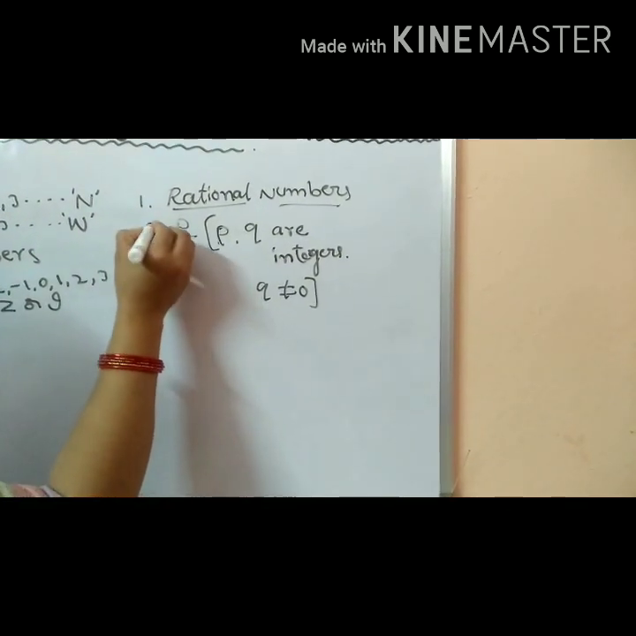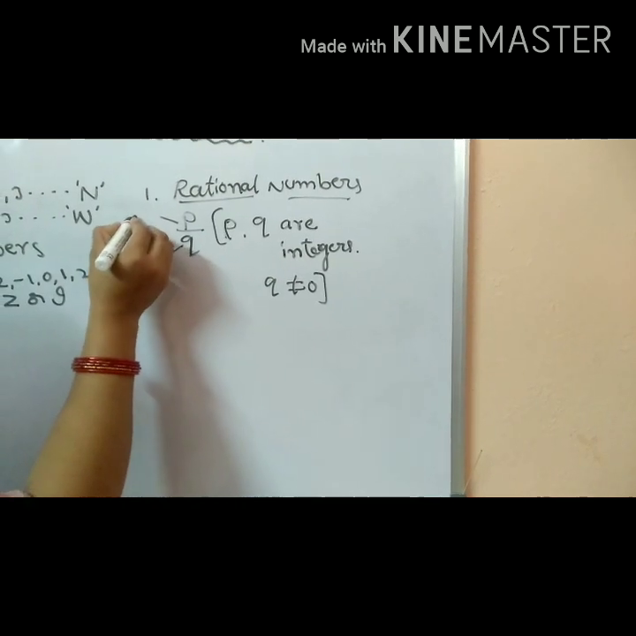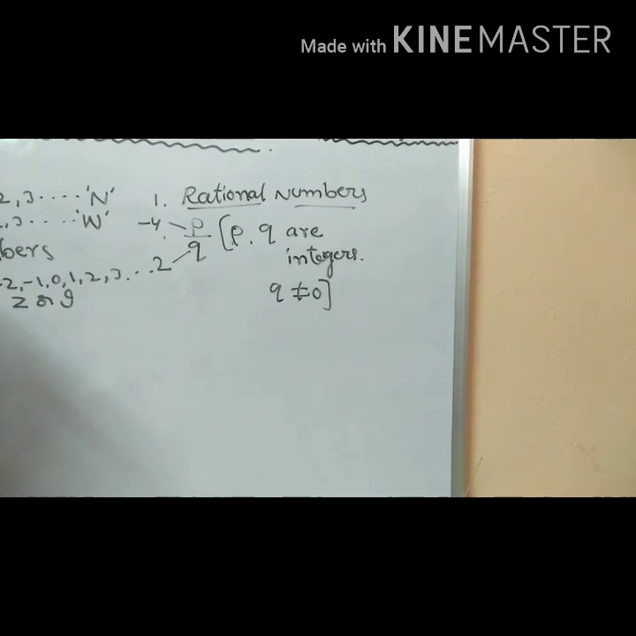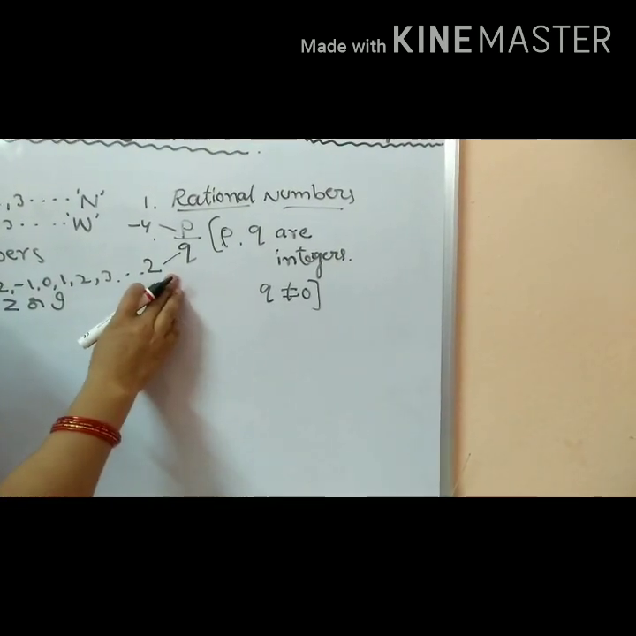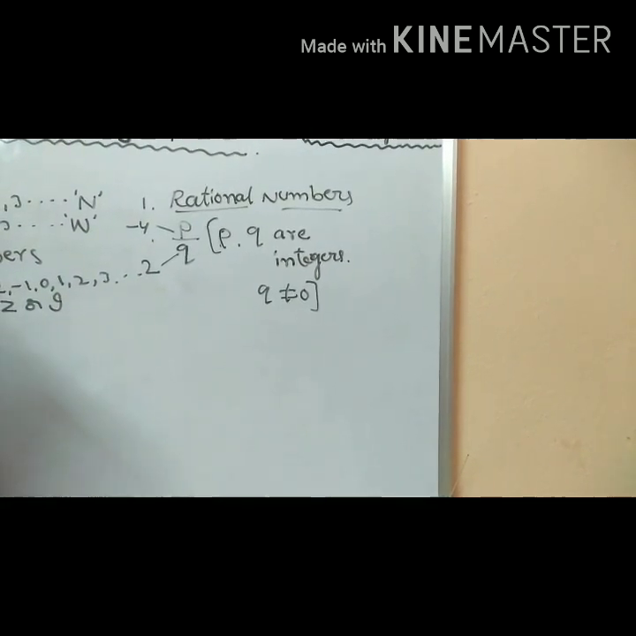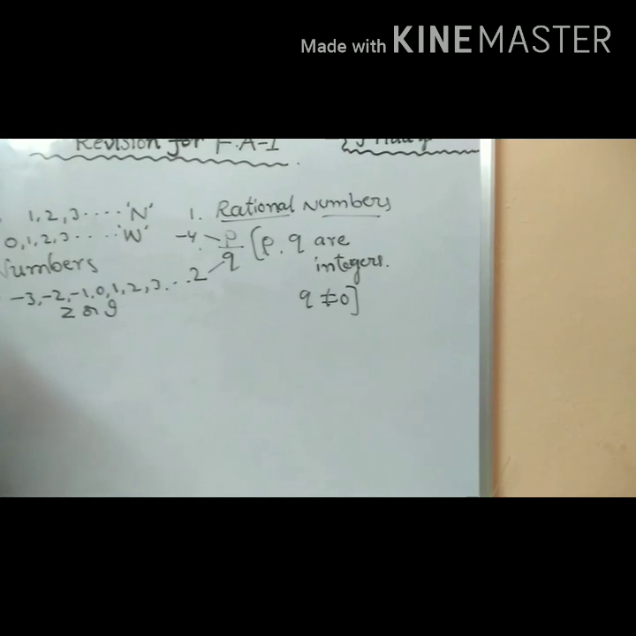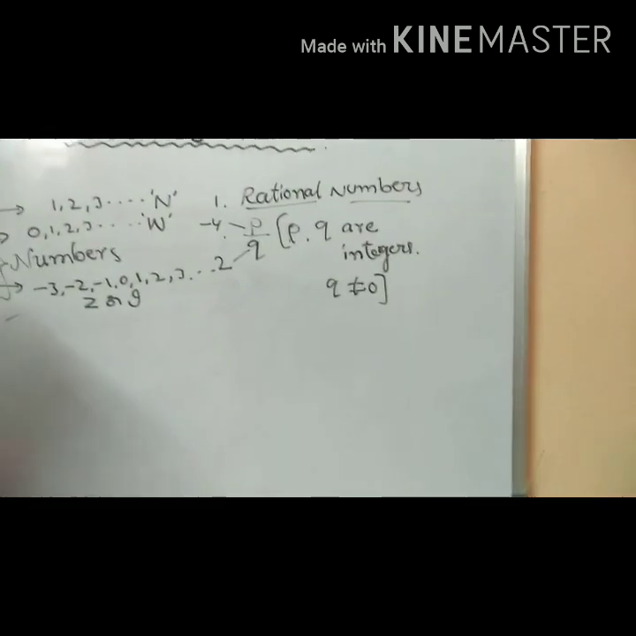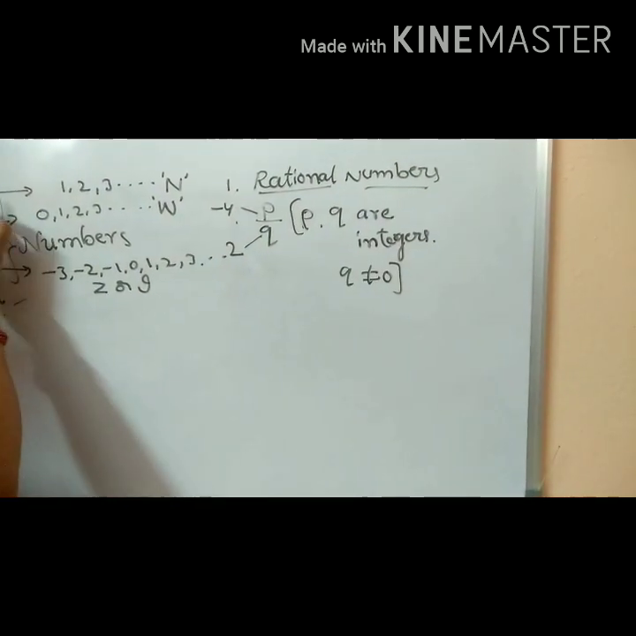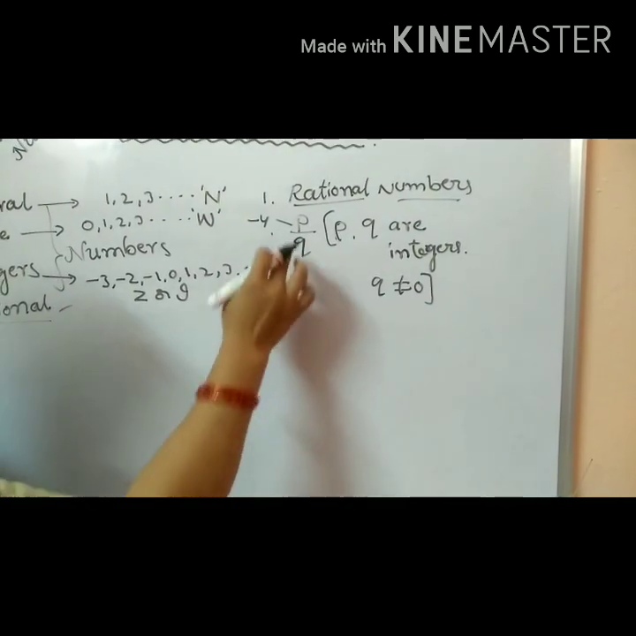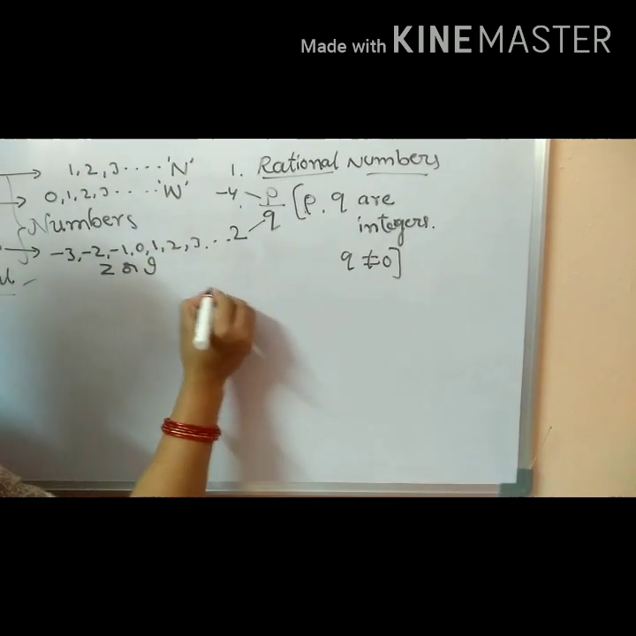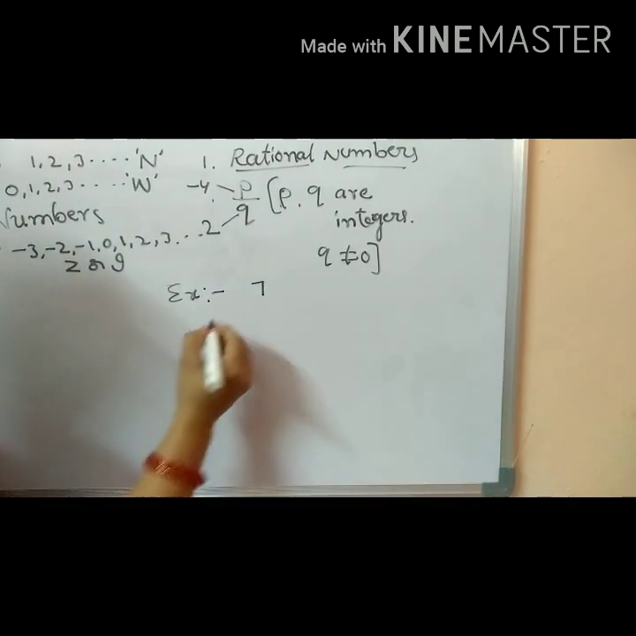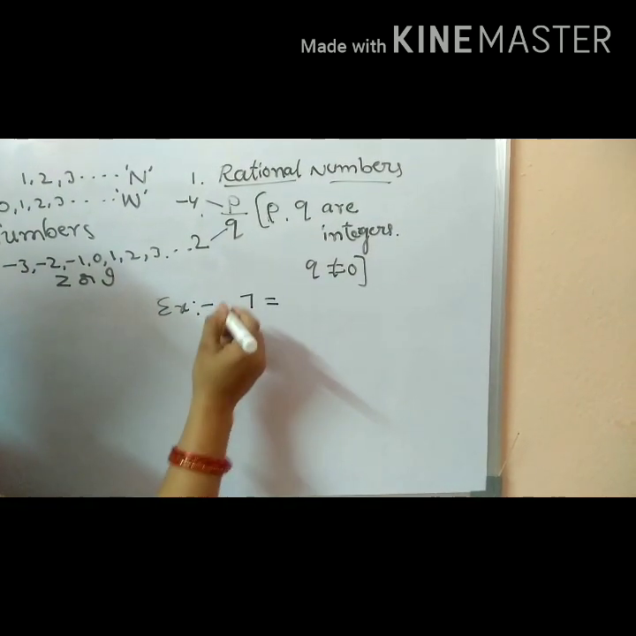So P and Q are integers. For example, you can take -4 and 2, or anything. P and Q are integers and Q is not equal to 0, which means you take the Q value as 1, 2, 3, 4 and so on. That is the form of P by Q. All natural numbers, whole numbers and integers can be written in the form of P by Q. For example, take the natural number 7. We should write it in the rational number form of P by Q.